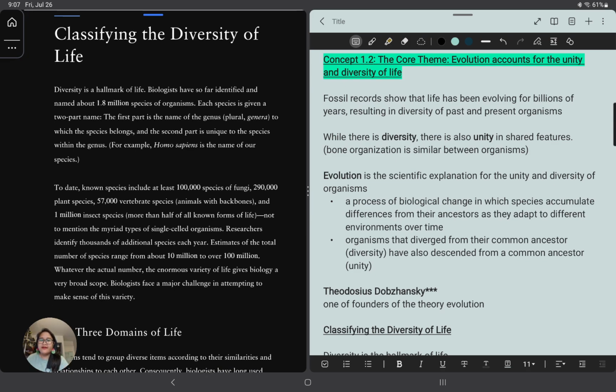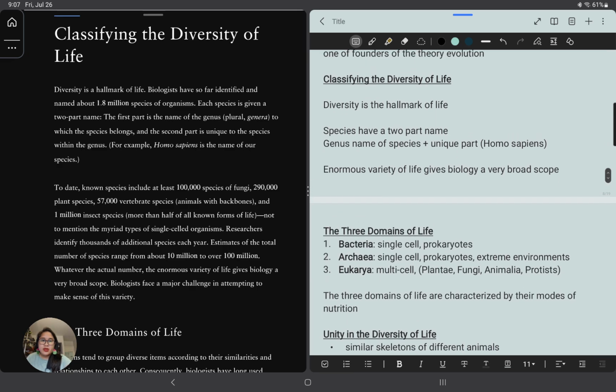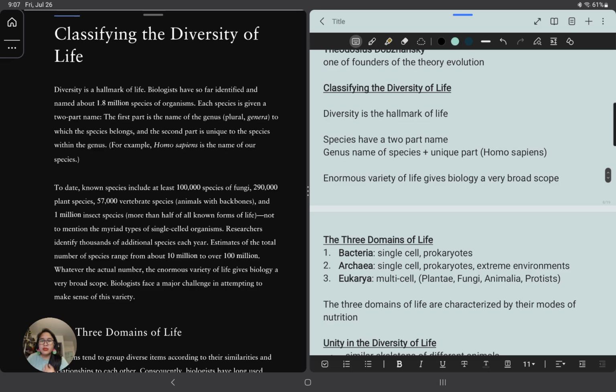Classifying the diversity of life. And I'm just going to scroll up for you guys. Diversity is the hallmark of life. Biologists have so far identified and named about 1.8 million species of organisms. Each species is given a two-part name. The first part of the name is the genus, to which the species belongs, and the second part is unique to the species within the genus. For example, Homo sapiens is the name of our species.